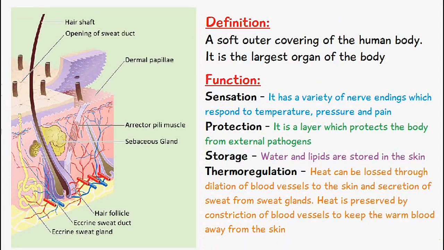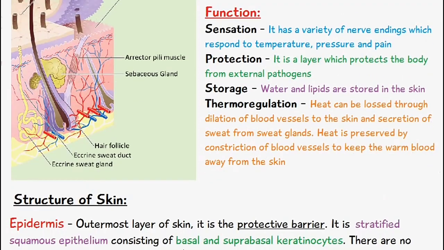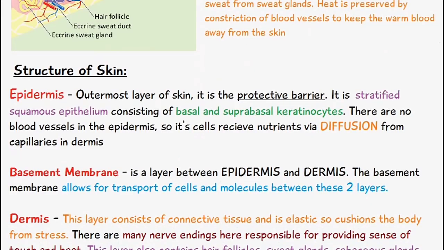Another function is storage, so water and lipids are stored in the skin. And another function is thermoregulation, so heat can be lost through the dilation of blood vessels to the skin and secretion of sweat from sweat glands, and heat can be preserved by the constriction of blood vessels to keep the warm blood away from the skin. So, the structure of skin, there are several layers.